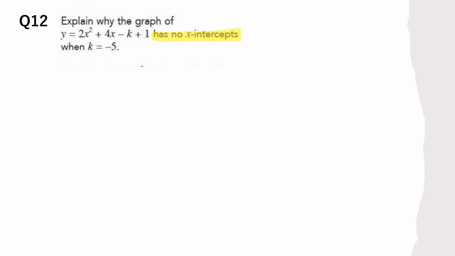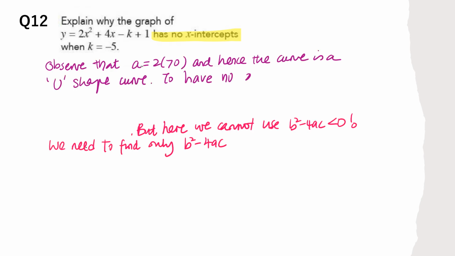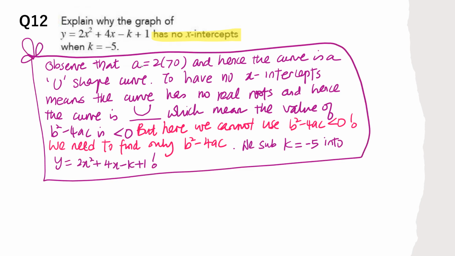K can take any value, right? But in this question, they require you to take k equals negative 5. So what do you do? Yes, you just substitute k equals negative 5 into your quadratic curve. Right, so the explanation is there.